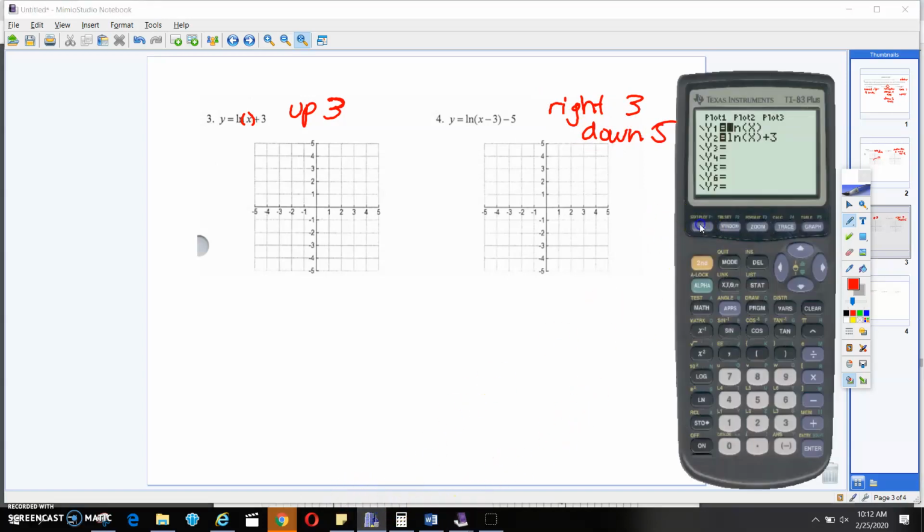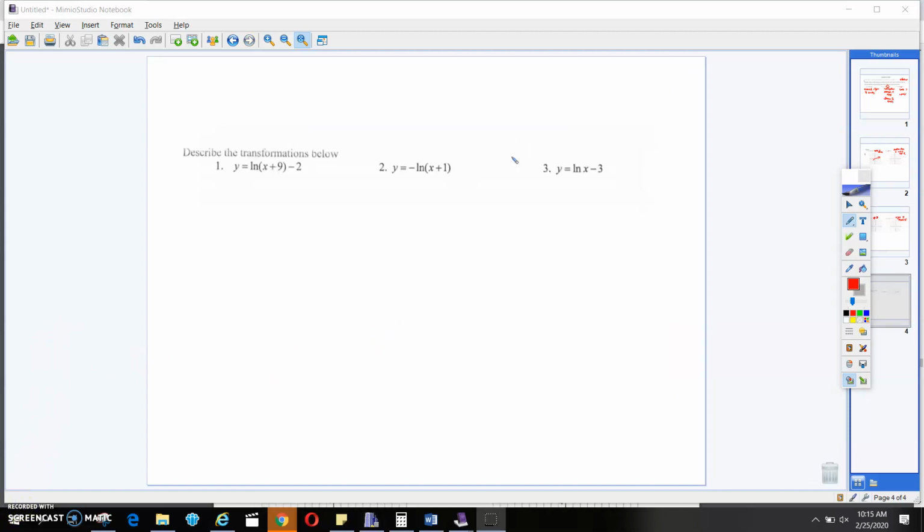And that graph is going to look like, so it's always the opposite inside the parentheses, so that's why it's right 3 instead of left 3. Okay? Good. So on number 1, you should have gotten a shift to the left 9, down, and down 2.